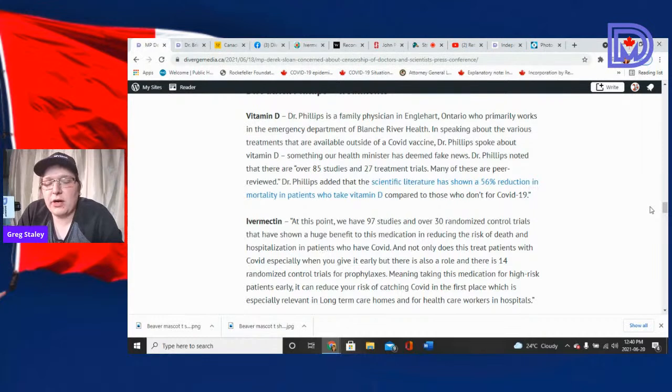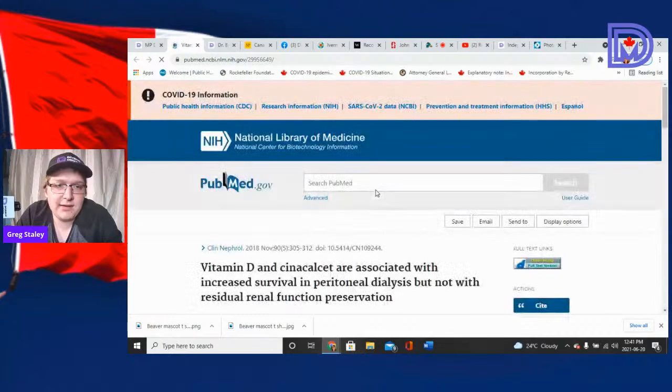Dr. Phillips noted that there are, quote, over 85 studies and 27 treatment trials. Many of these are peer-reviewed, end quote. Dr. Phillips added that the scientific literature has shown a 56% reduction in mortality in patients who take vitamin D compared to those who don't for COVID-19. We'll pull up that study. This is the one.